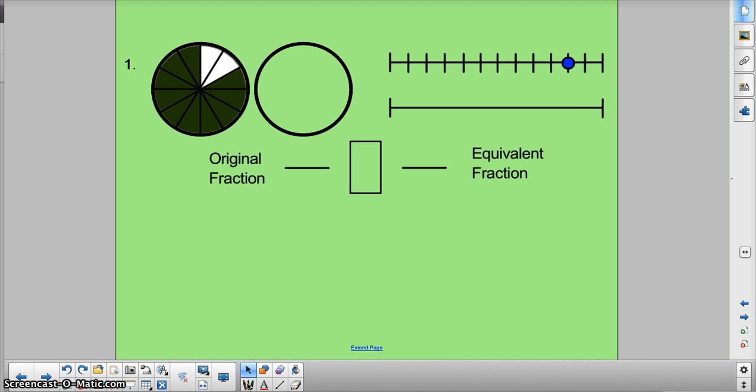So let's go ahead and take a look at number 1 on your classwork side and get started. First thing, find the original fraction, which I'll just count. 1, 2, 3, 4, 5, 6, 7, 8, 9, 10 out of 12. So we're starting with 10/12. You got to think about what can I divide both of these by. And I think I can divide them both by 2. 10 divided by 2 is 5, and 12 divided by 2 is 6.